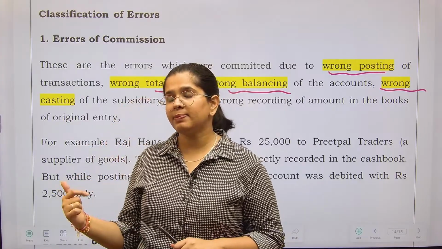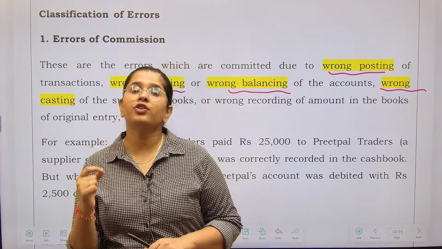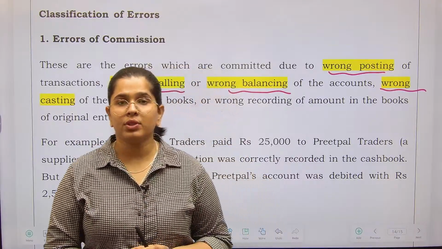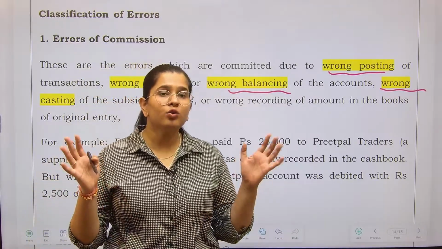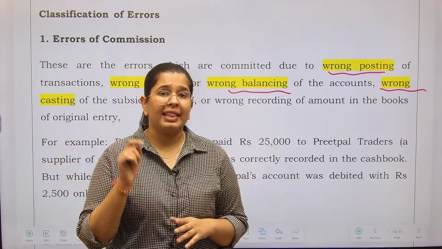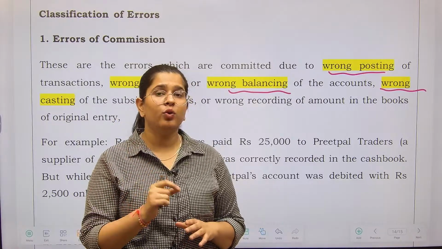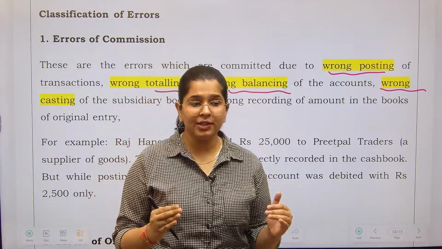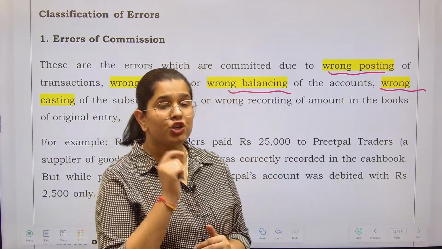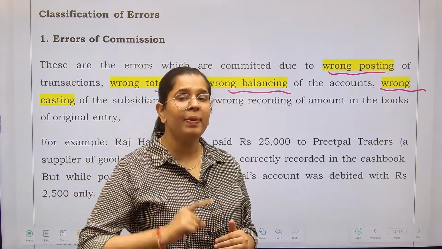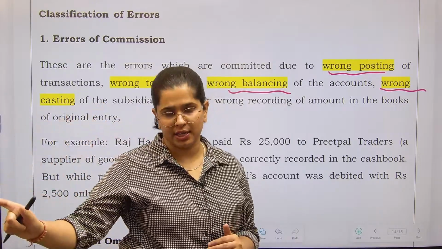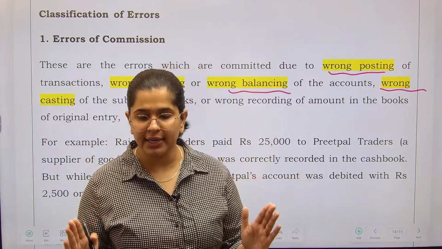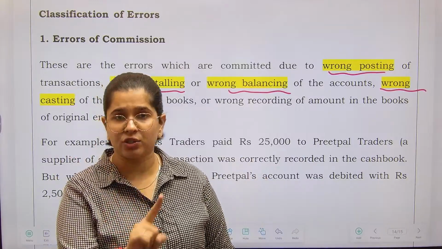And error of principle means you have not followed accounting principle. ठीक है? For example, suppose I have done huge repairs in my machinery. That repair has led to an increase in the life of machinery, right? So any repair that leads to an increase in the useful life should be capitalized. That means it should become part of the cost of machinery. But I have recorded it into my P&L. So I have violated accounting principle. So those are errors of principle.